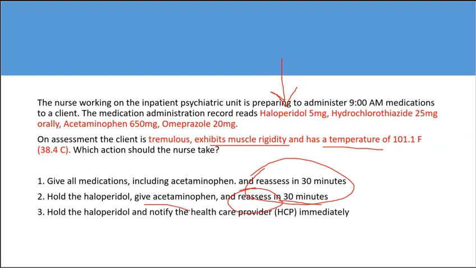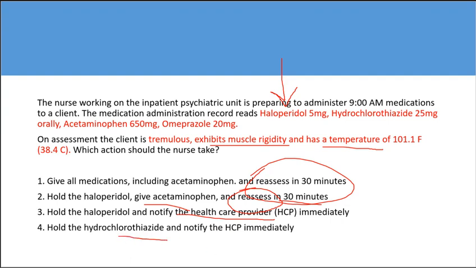How about number 3? Hold the haloperidol and notify the healthcare provider. Yes, the client is already exhibiting signs and symptoms of neuroleptic malignant syndrome. Treatment is usually supportive and directed at reducing the fever, reducing the muscle rigidity, and even preventing complications. Remember, these clients might require treatment in the intensive care unit. So the most important intervention is to immediately discontinue the haloperidol and notify the healthcare provider. Number 4, hold the haloperidol, hold the hydrochlorothiazide. Okay, so hydrochlorothiazide is a diuretic commonly used for hypertension. It does not cause NMS symptoms. So again, option 3 would be our correct answer.